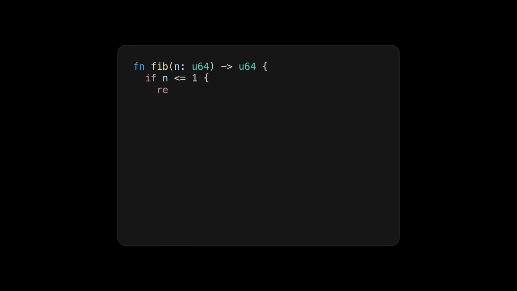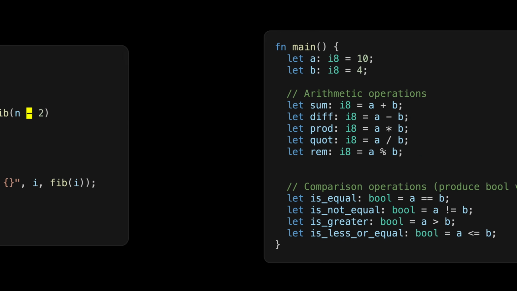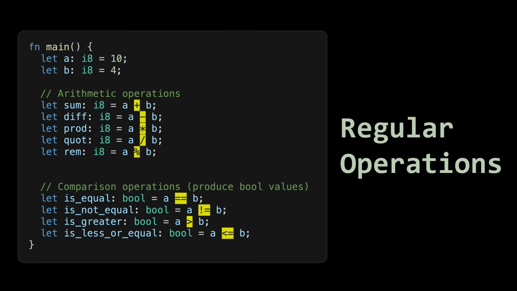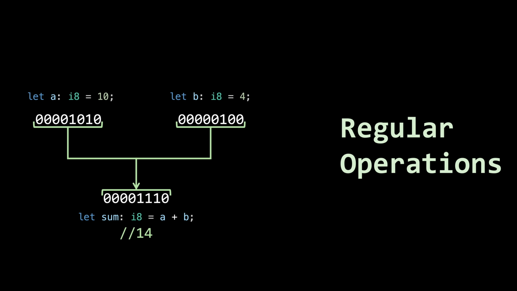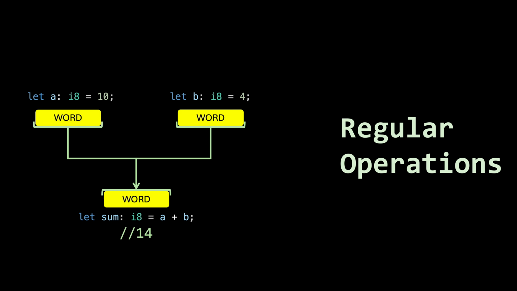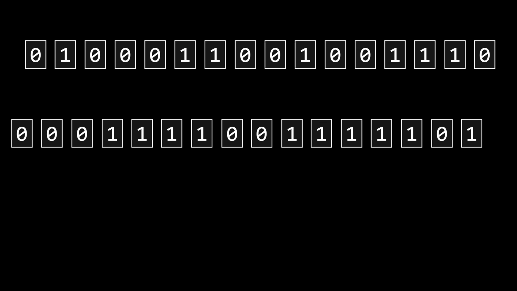When we write code, we constantly perform operations like addition, subtraction, multiplication, and comparisons to make decisions. For educational purposes, let's call these regular operations. Regular operations work on an entire word at once. The result depends on the numeric value of the whole word, not the value of each bit individually. If that sounds confusing, here's an example.